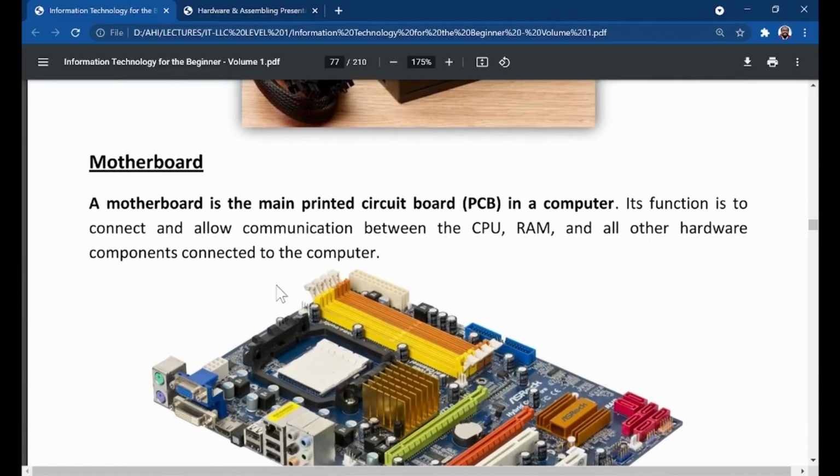First of all, let me read what is here. It says a motherboard is the main PCB or printed circuit board in a computer. When we talk about a printed circuit board, every electronic device has a circuit board. Even a remote, if you open it, you see a circuit board. If you open a radio, you see a circuit board. Whatever electronic device you open, you are going to find a circuit board. Computers also have a circuit board. Computers have a giant circuit board, which is called the main circuit board or the main PCB.